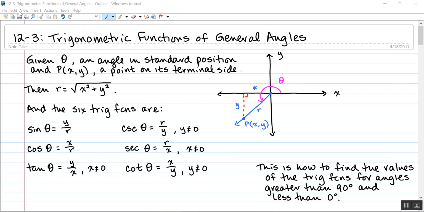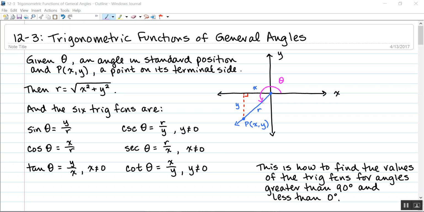Section 12.3 is on trigonometric functions of general angles. Given theta, an angle in standard position, which I've marked here in pink, and point P(x, y), a point on its terminal side, which is over here, the following things are true.